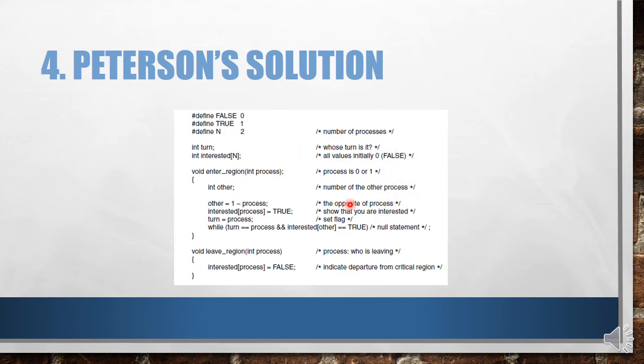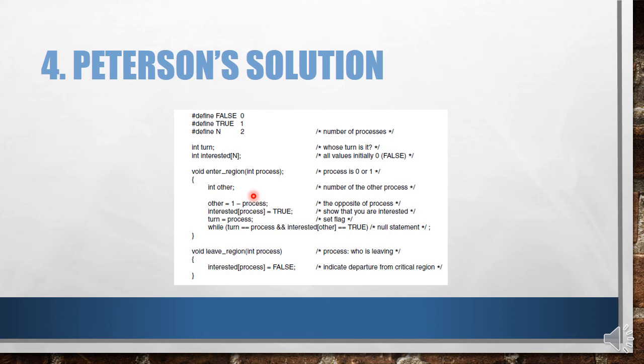This algorithm consists of two procedures written in ANSI C, which means that function prototypes should be supplied for all the functions defined and used. However, to save space, we will not do prototypes here or later. Before using the shared variables, that is, before entering its critical region, each process calls enter region with its own process number, 0 or 1, as parameter. This call will cause it to wait, if need be, until it is safe to enter.